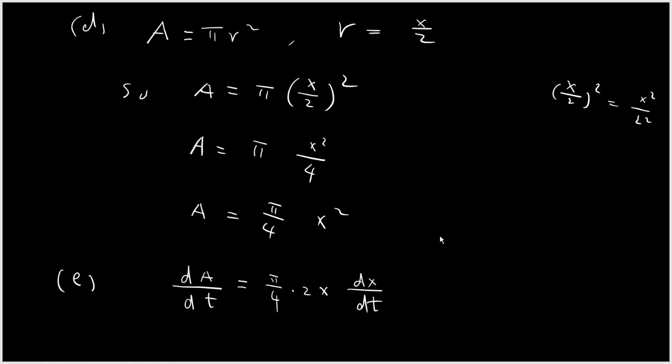Getting a little more organized, I believe you're going to have half pi and then times x and then times dx over dt, right?